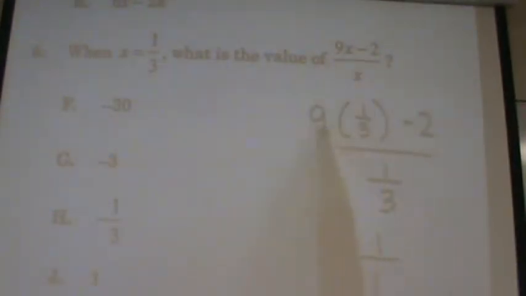Number 6, what'd you get? It is K. You're going to plug 1/3 in for x. 9 times 1/3 is 3. 3 minus 2 is 1. 1 over 1/3, you're going to flip and multiply. 1 over 1 times 3 over 1 is 3.